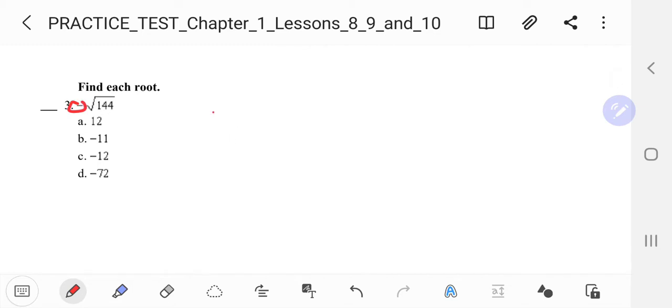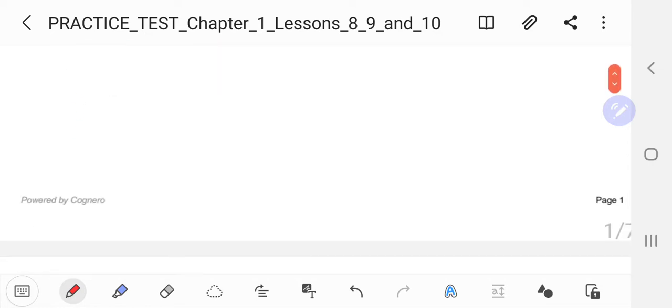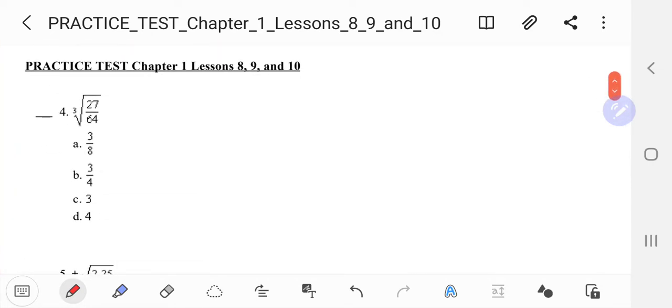All right, again, it's asking for the negative square root. So the square root of 144 is 12. 12 times 12 equals 144, but also negative 12 times negative 12, because a negative times a negative equals a positive, is the answer as well. So let's go zipping through, rewind, or go back if you have trouble.